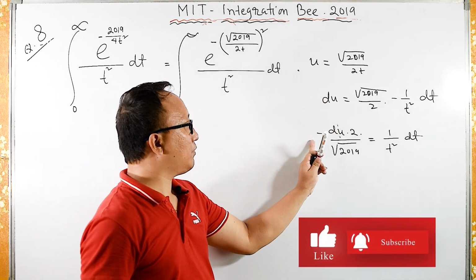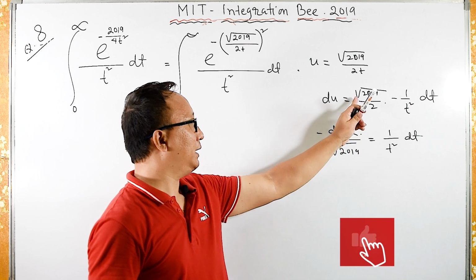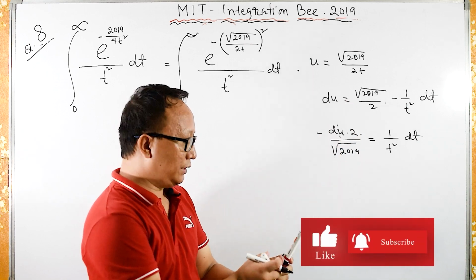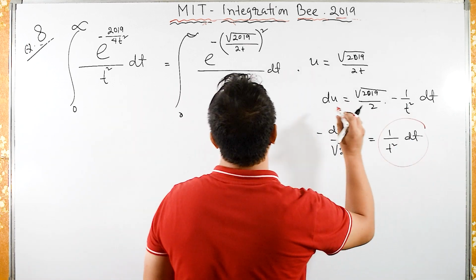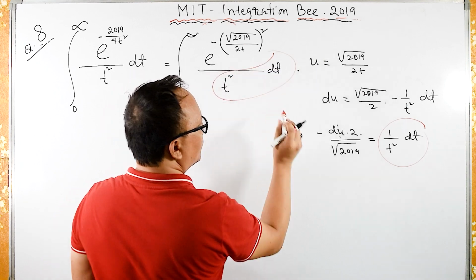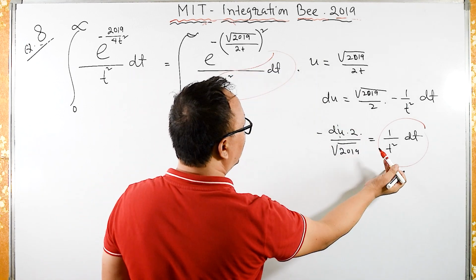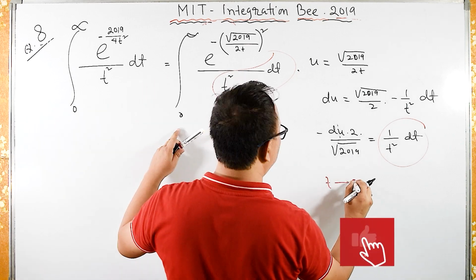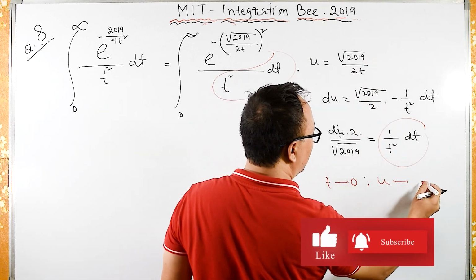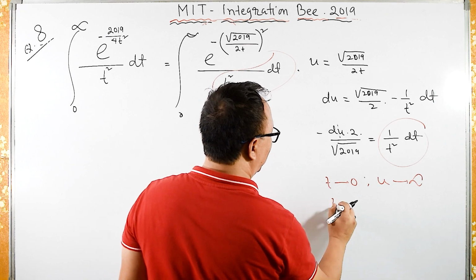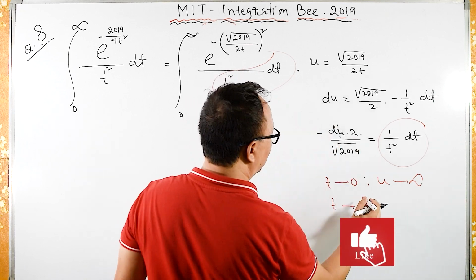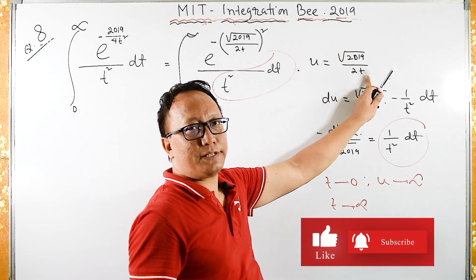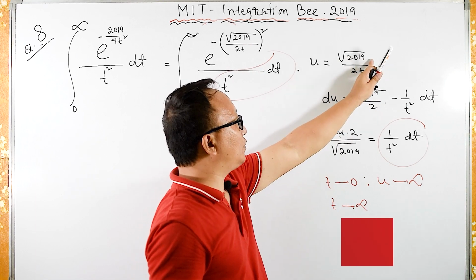This minus I am sending outside, these two I am cross multiplying over here, these two down. Therefore, this is here. So this is the same as, instead of this I can write like this. So what about limits? When t tends to 0 it is undefined, meaning infinity. When t tends to infinity, something divided by infinity, infinity is a very large number. Therefore, this tends to 0.